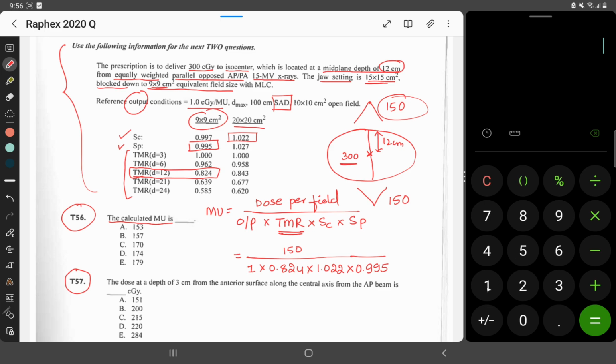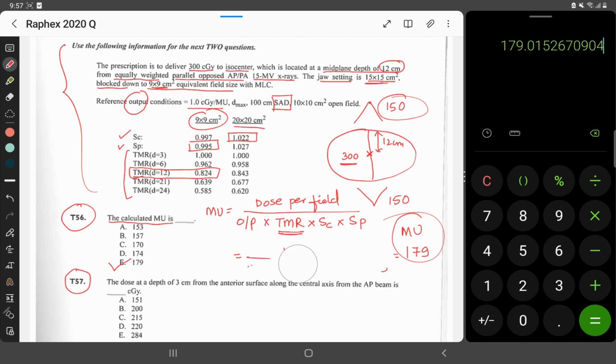Now we have to calculate 150 divided by 0.824 divided by 1.022 divided by 0.995, which gives an answer of 179. So the MUs are 179. The answer is E. Now they've asked a second question.